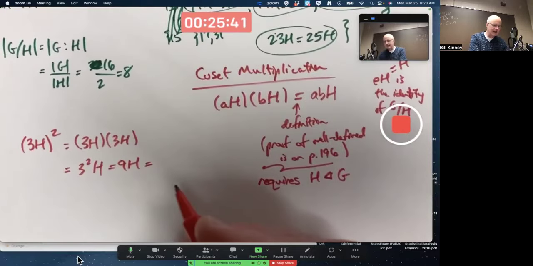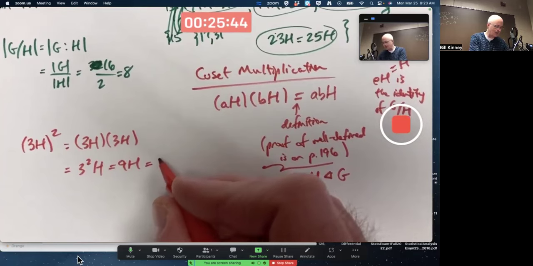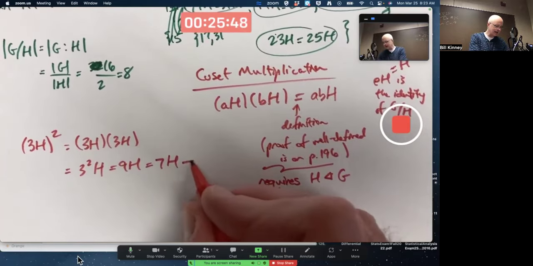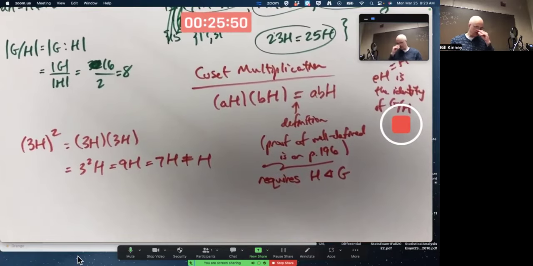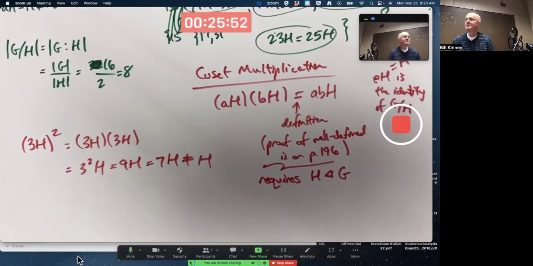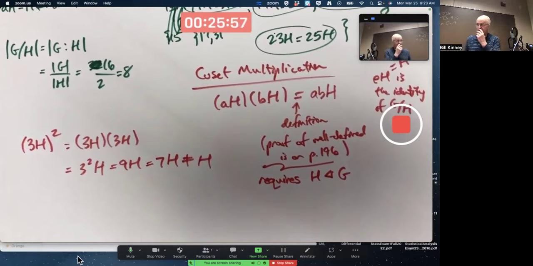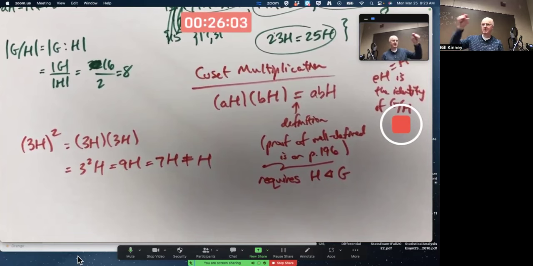So it's not that you can't say the answer is 9H, but it would actually be more typical to rewrite that as 7H. But it does not equal the identity. So the order of 3H is bigger than 2 as an element of the factor group. Therefore, the factor group cannot be isomorphic to the external direct product of Z2 with Z2 with Z2, because all of its non-identity elements would have order 2. It can't be that.